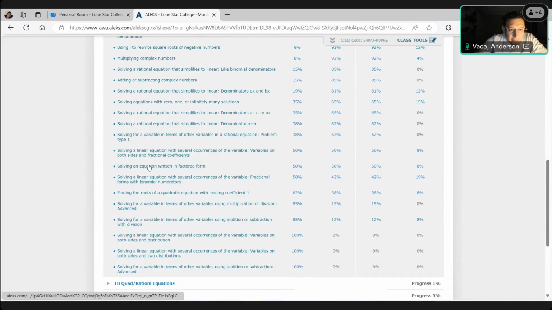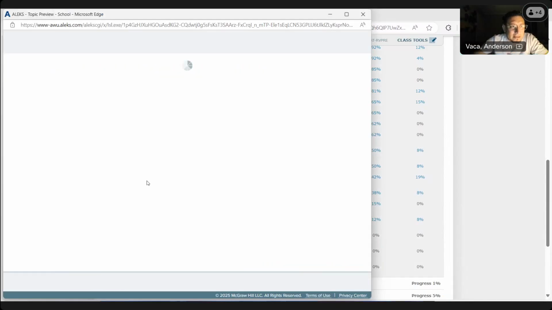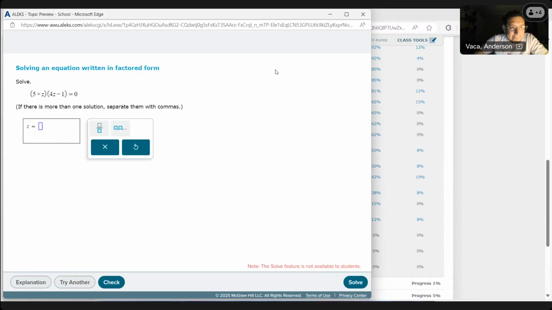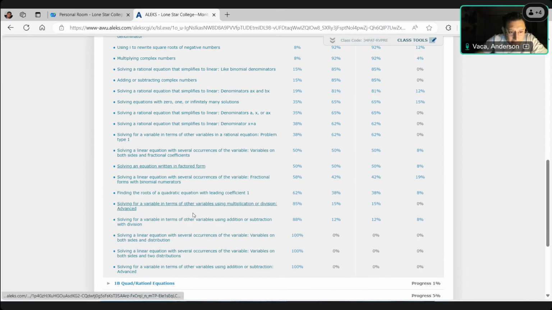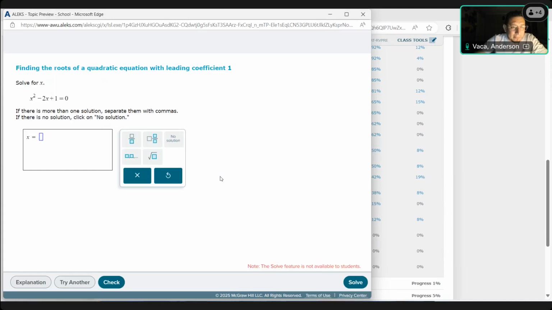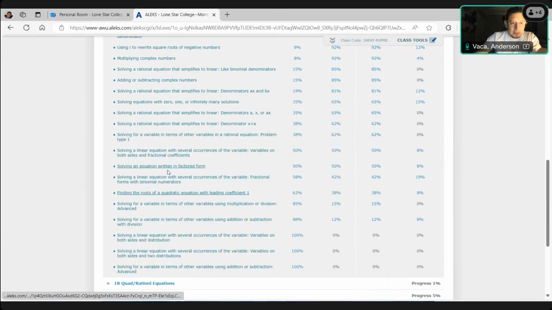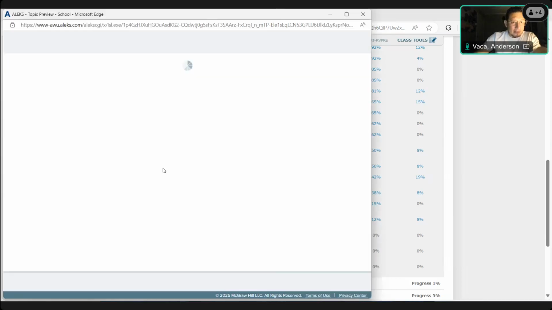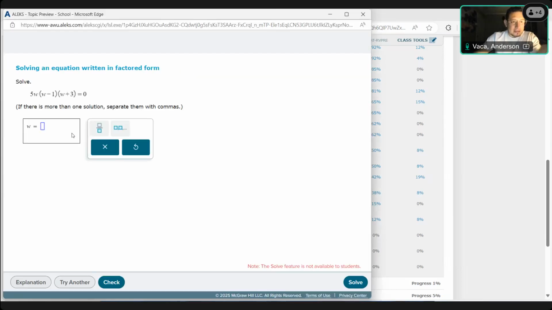Solving an equation written in factor form. Is that it? Okay, I could do that. That's not going to take me too long. Okay, that's definitely not going to take me long at all. Where are the other ones? This one, okay, this one. All right, so here's what I'll do. I'm going to do this one and this one first. These type of examples first, and then I'll do the other ones.